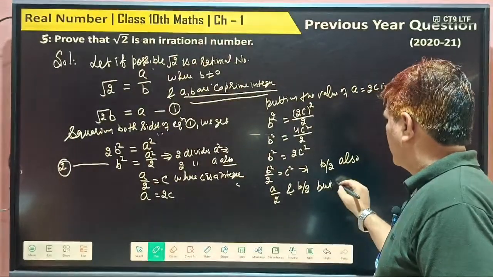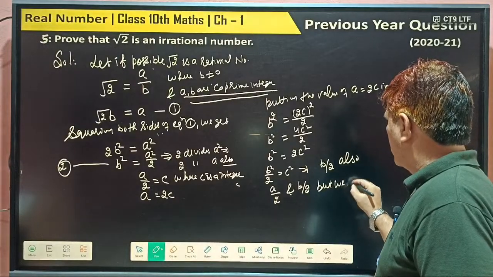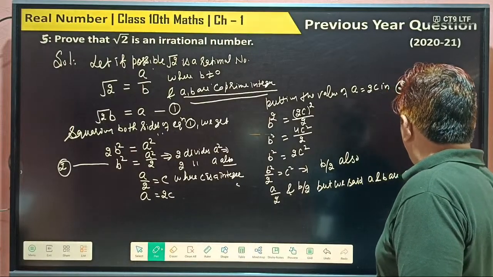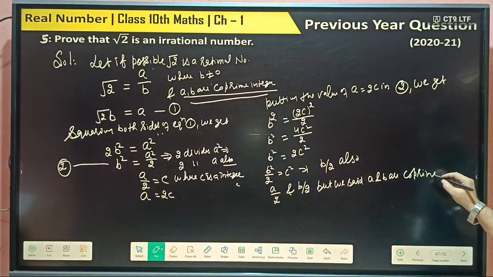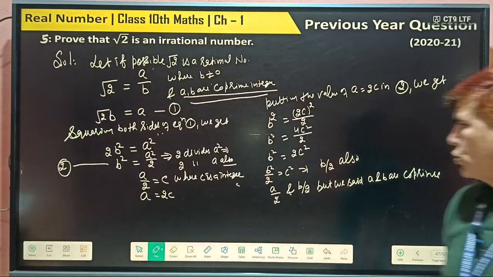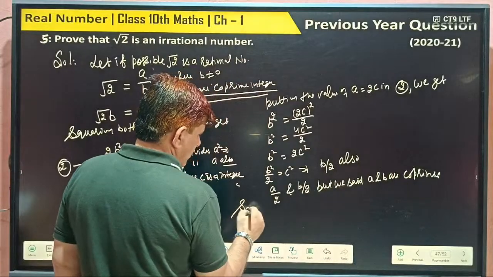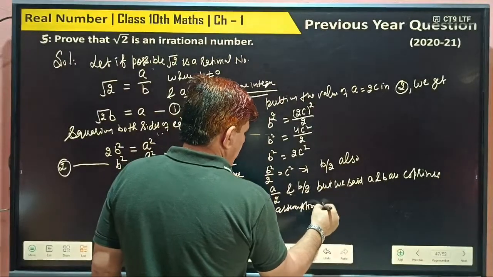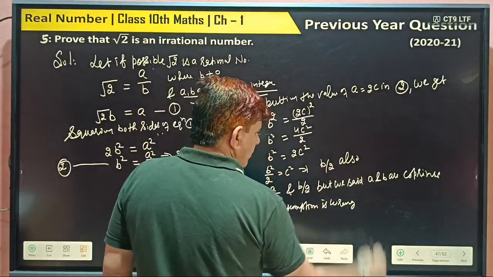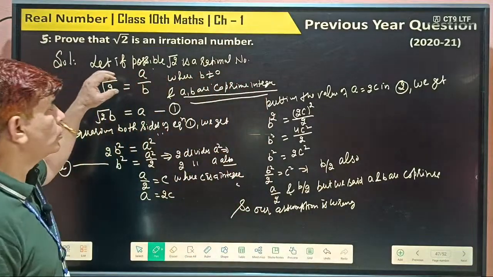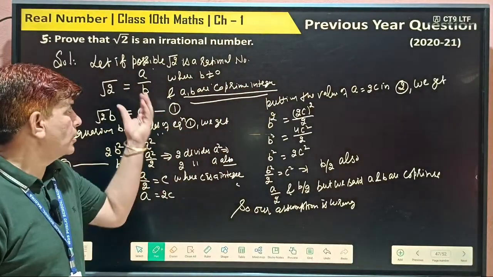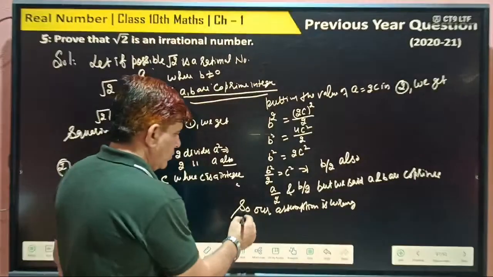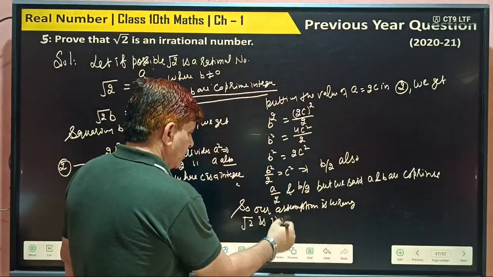But we said A and B are co-prime. So our assumption is wrong. So what's our assumption? Under root 2 is a rational number. So it means under root 2 is not a rational number. If under root 2 is not a rational number, so under root 2 is an irrational number.